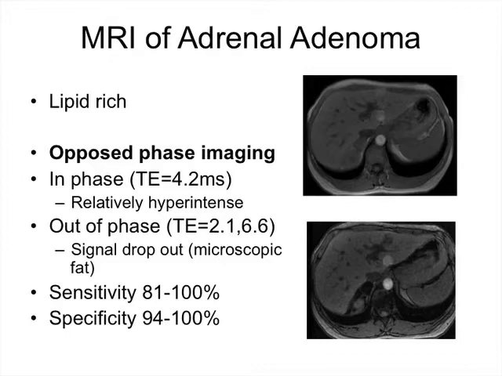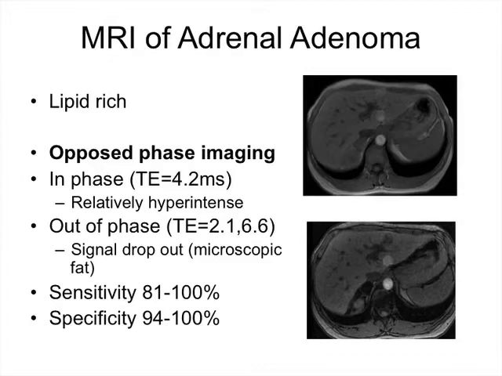So the principle of MR imaging involves using the differential rates at which fat and water protons precess to sequentially image the adrenal when the fat and water are in phase and then again when they are out of phase. So when the fat and water protons are in phase, the lesion has relative hyperintensity related to muscle, because the fat and water signal protons are in alignment and positively reinforce each other.